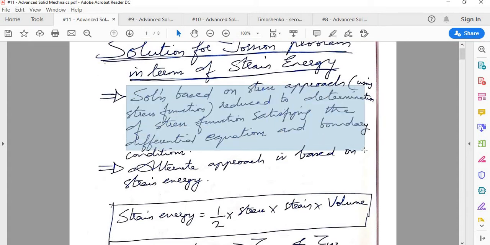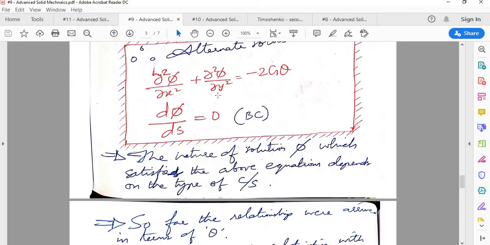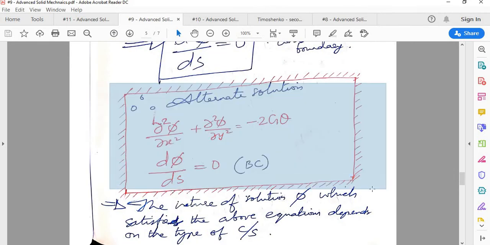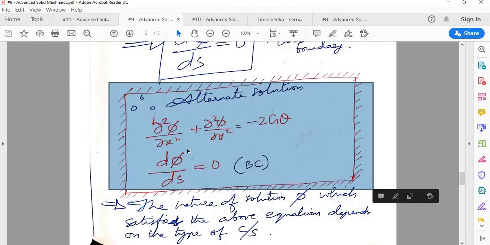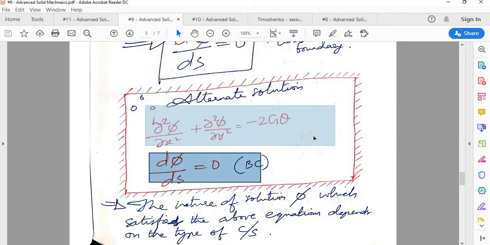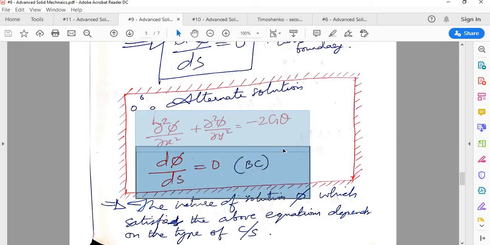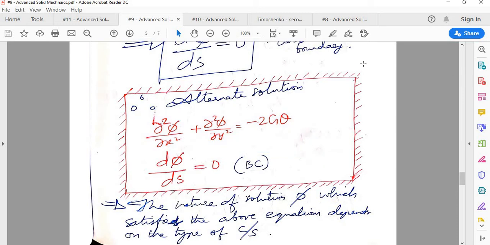In the case of stresses, we had seen that our problem reduces to these two equations if it is the stress function approach. The second is the boundary condition, and then you have this equation. You have to find a stress function phi which satisfies the boundary condition and this equation. That will be the solution for the particular problem. So this is the stress approach.